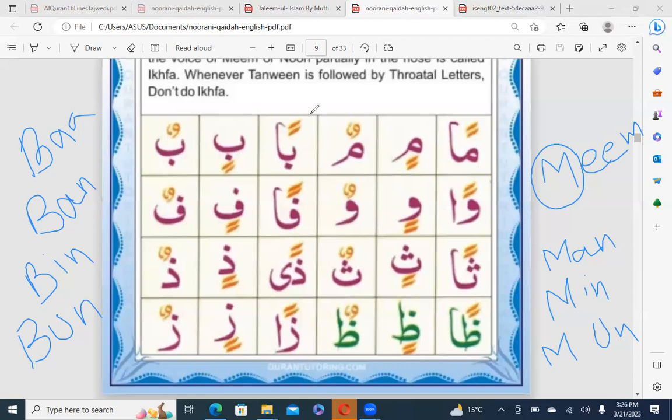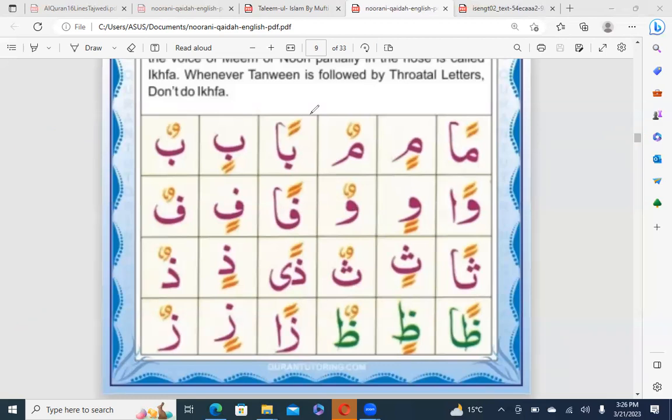So remember the sound of the two fatha, two kasra, and two zamma. Two fatha sounds an, two kasra sounds in, and two zamma sounds un. Two fatha sounds an, two kasra sounds in, and two zamma sounds un.